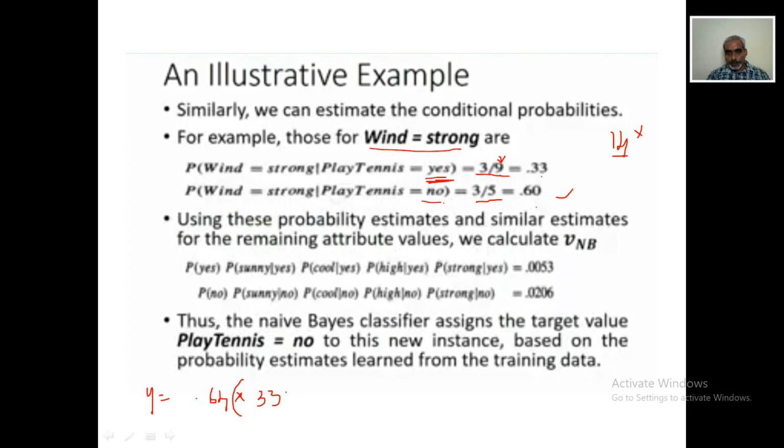So this is for S, and this is the product. Probability of S, which is 0.64, and probability of sunny given S, you calculate. Probability of cool given S, probability of high given S, you calculate. And the last one, probability of strong given S, that is wind equal to strong given S, here we have calculated 0.33. Got it now?